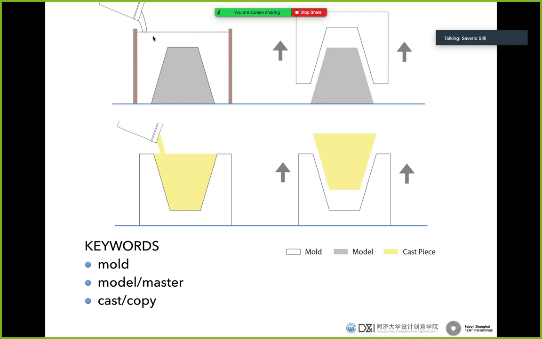Then this white part here, this is the mold. The mold starts as a liquid material. It's liquid, and so it goes all around your model, your master. It becomes solid, it gets released, and then you take the mold, you turn it upside down, and you use another material, which is again, first it's liquid and then it becomes solid, to make the cast. So the yellow part is the cast piece. Out of one mold, you can make many, many different casts.